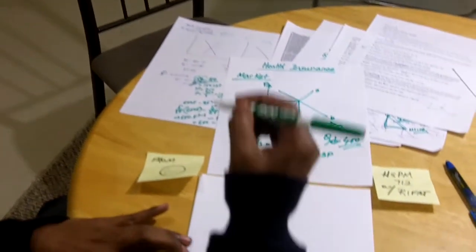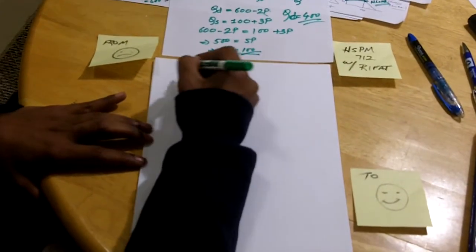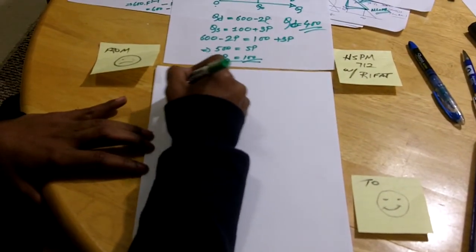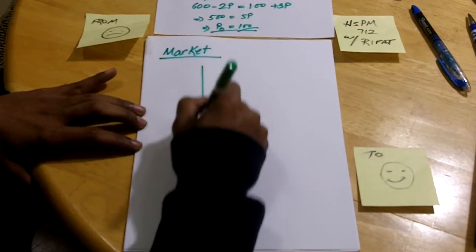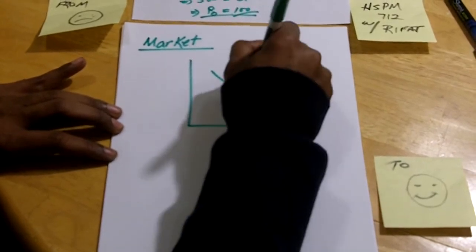Hello everyone, this is the review class for homework 3 and today's topic is health insurance and the physician market. So first of all, we are looking at the market equilibrium, the basic economic demand and supply equations and how it works.